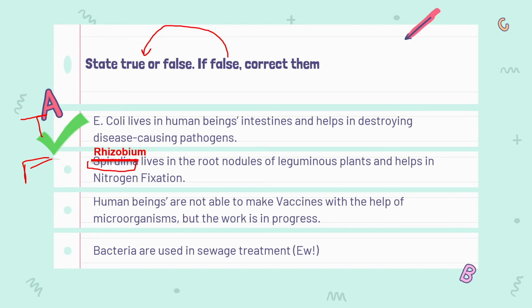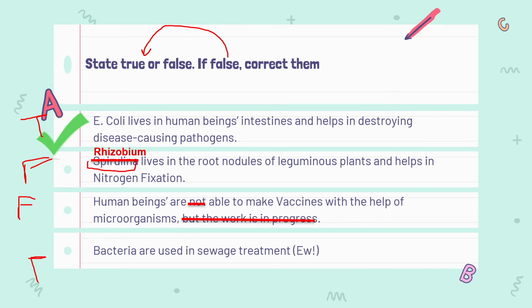No, human beings are of course able to make vaccines with the help of microorganisms. What are scientists doing now? They are working on these vaccines. Vaccines for COVID-19 are being prepared now with the help of microorganisms. So this statement is of course false. Let's correct it by crossing some words. Now we have the right statement: human beings are able to make vaccines with the help of microorganisms.